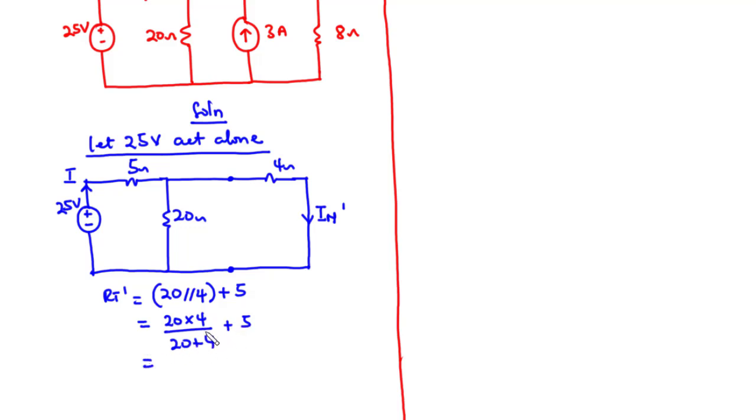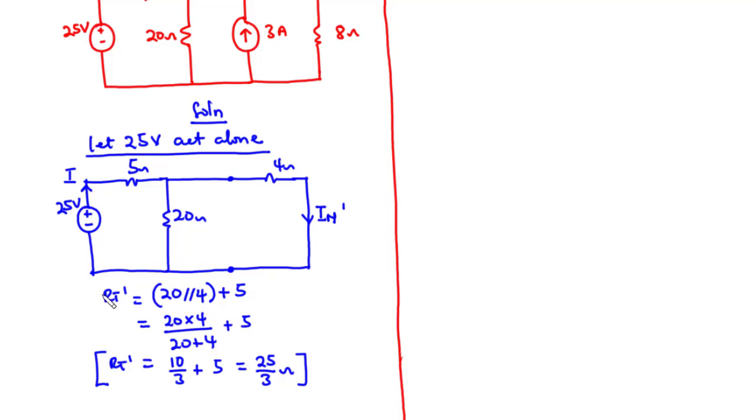So 20 times 4 divided by 20 plus 4 gives 10 over 3. And then plus 5, and that is equal to 25 over 3. So we have RT prime to be 25 over 3 ohms. So this is the value of RT prime.